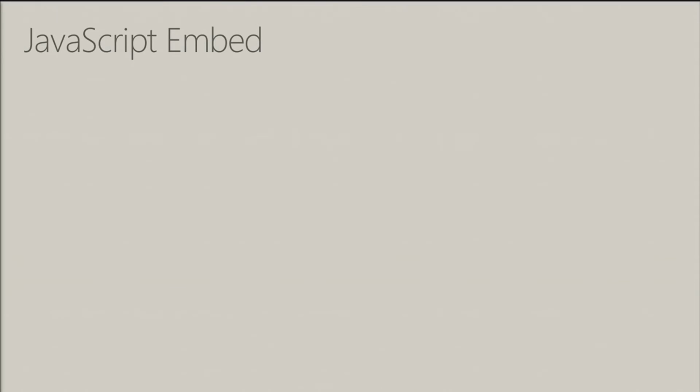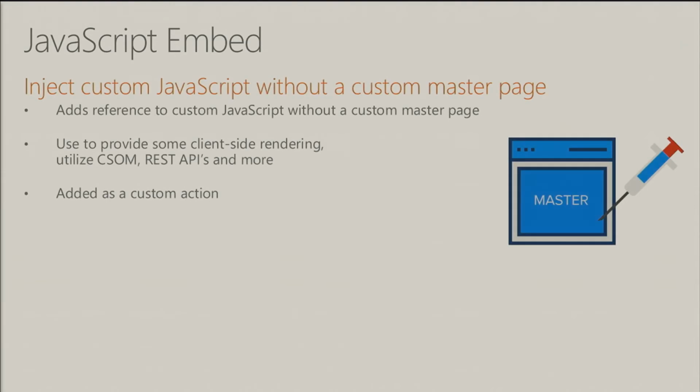Now, what if we want to go one step further? What if we want to include JavaScript as well? No problem there as well. Microsoft released for us using something called custom actions, the ability to inject JavaScript into our SharePoint sites without customizing the master page. That's some really cool stuff. So when the user comes and downloads your page, they're automatically told to also go download an additional JavaScript file.